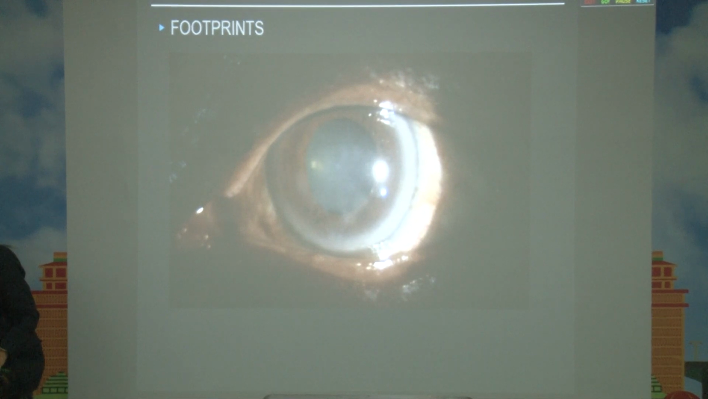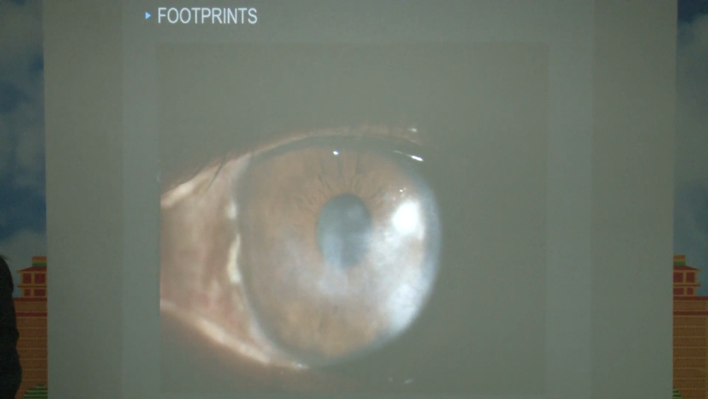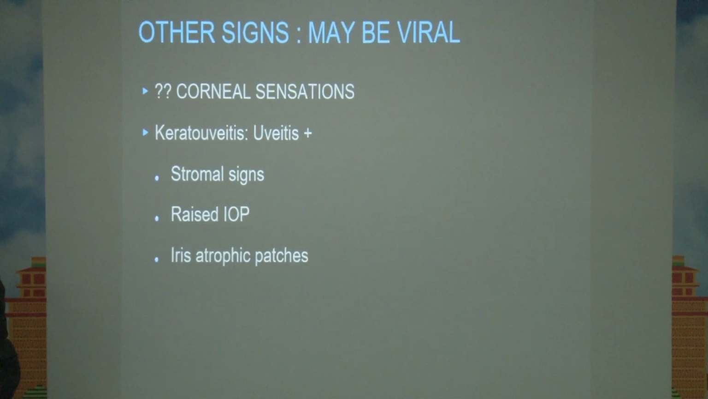This is what we call HSV footprints, where there have been multiple recurrences and scarring. This is how it will typically look. If there has been an old bacterial or fungal keratitis, you will see maybe one uniform large scar, but here you will see irregular scarring of the cornea. At some regions it is thick, at some areas it is translucent, somewhere there is thinning. That irregularity in the cornea along with opacities at different levels again points towards viral keratitis.